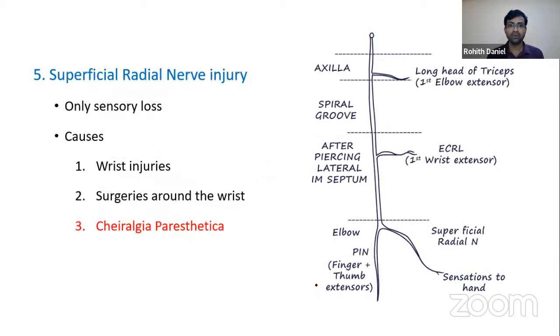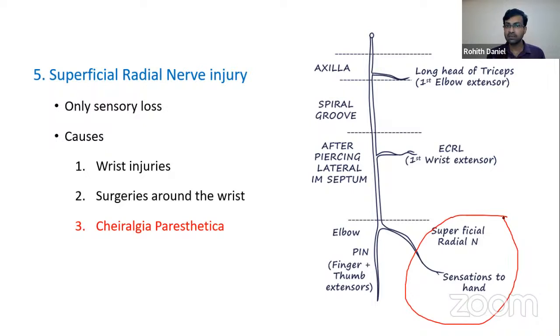Finally, we have superficial radial nerve injury. Here, there is exclusive injury to the superficial radial nerve. So, will there be any motor loss? No, there won't be any motor loss at all. Elbow extension will be normal. There won't be any wrist drop or any finger drop. Only some paresthesias around the posterior aspect of the forearm and the first web space.